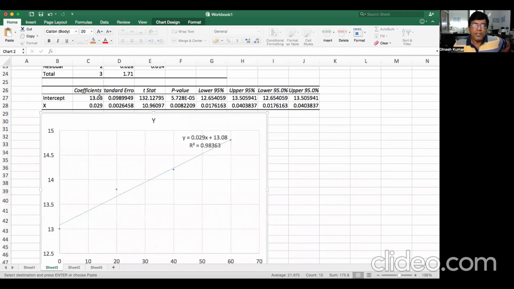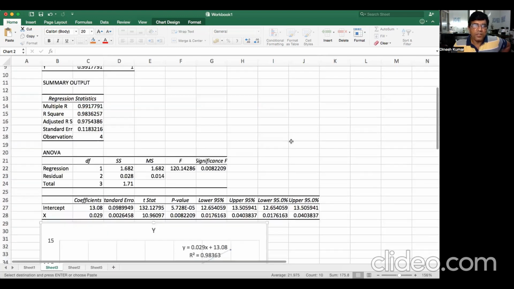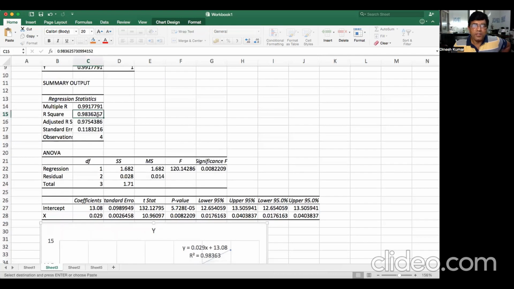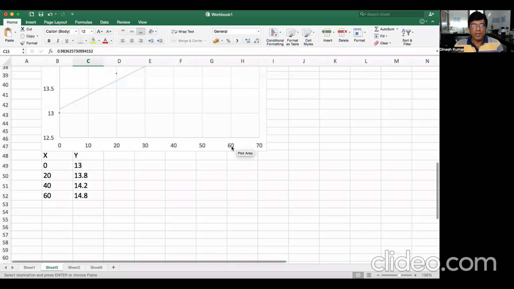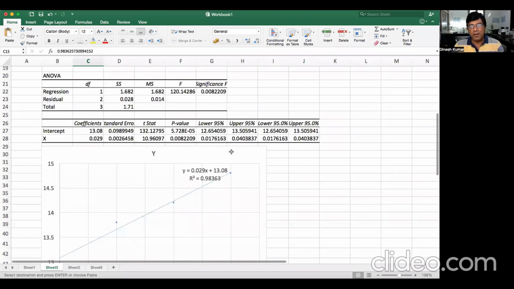You get 13.08 here, the intercept. It is 13.08, and B was 0.029. So here also, B is 0.029. And R square is 0.983. So you will see R square is also 0.983. So you get the same. You got the residual analysis, everything is complete about this.